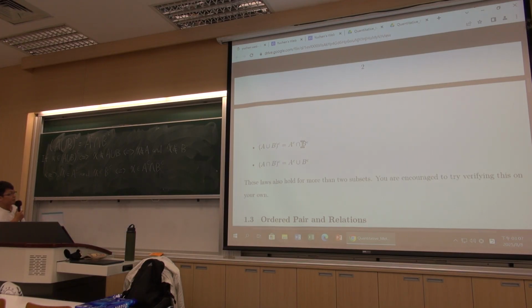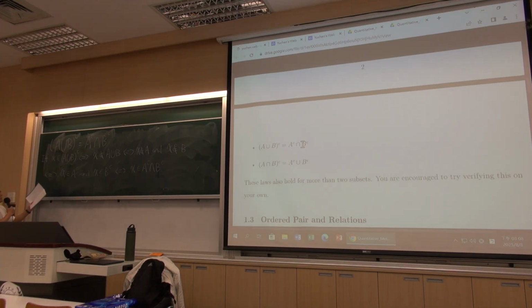Okay, so the proof is quite straightforward. We want to prove this statement is true. If there's any element that is in this set, which is the complementary set of the union of A and B, then it means that the element is not in the union of A and B. That is the definition, right? And this means that such an element is not in set A and set B at the same time.